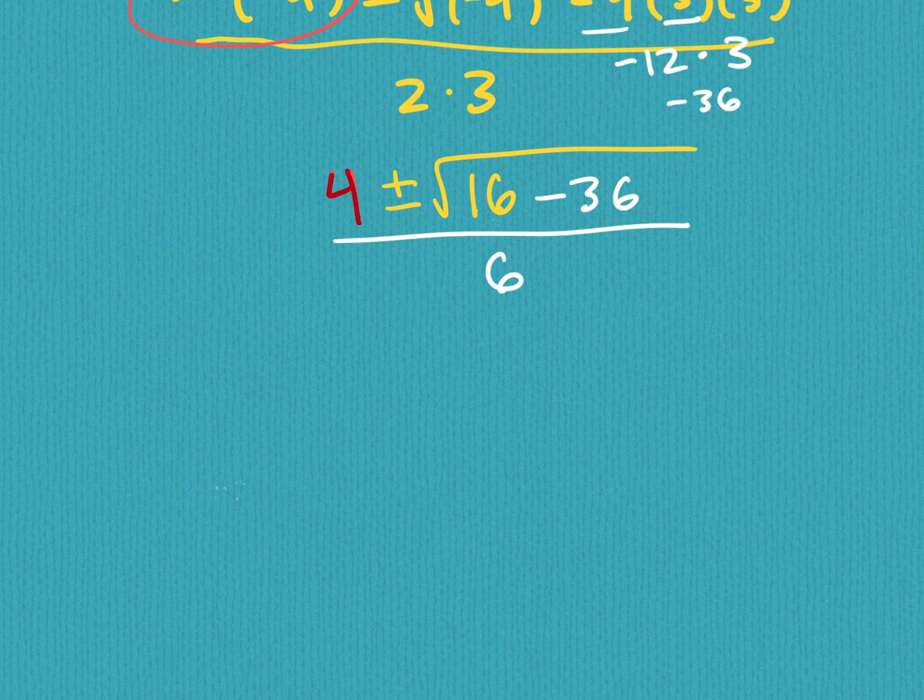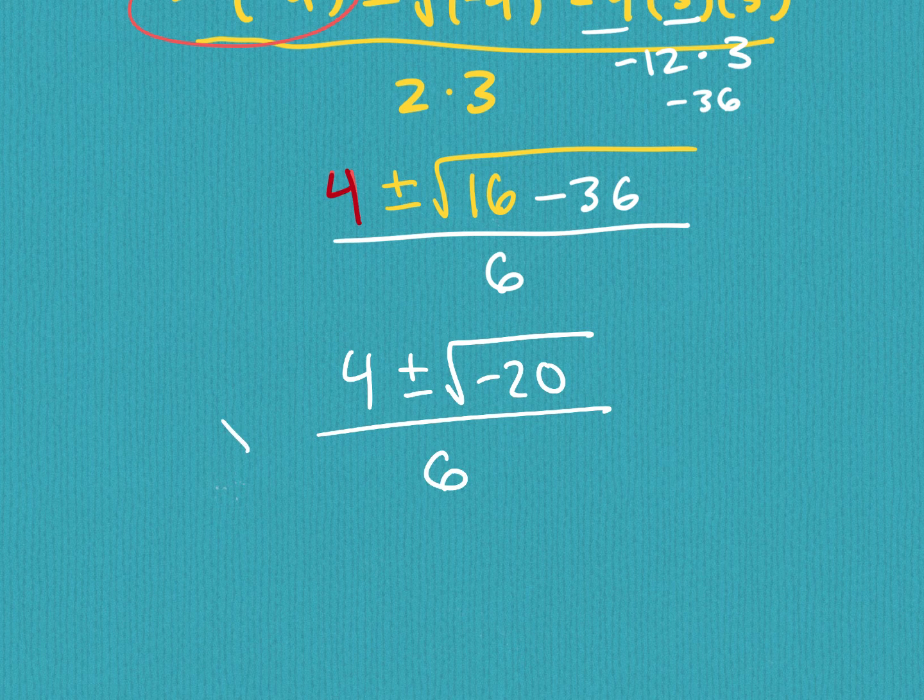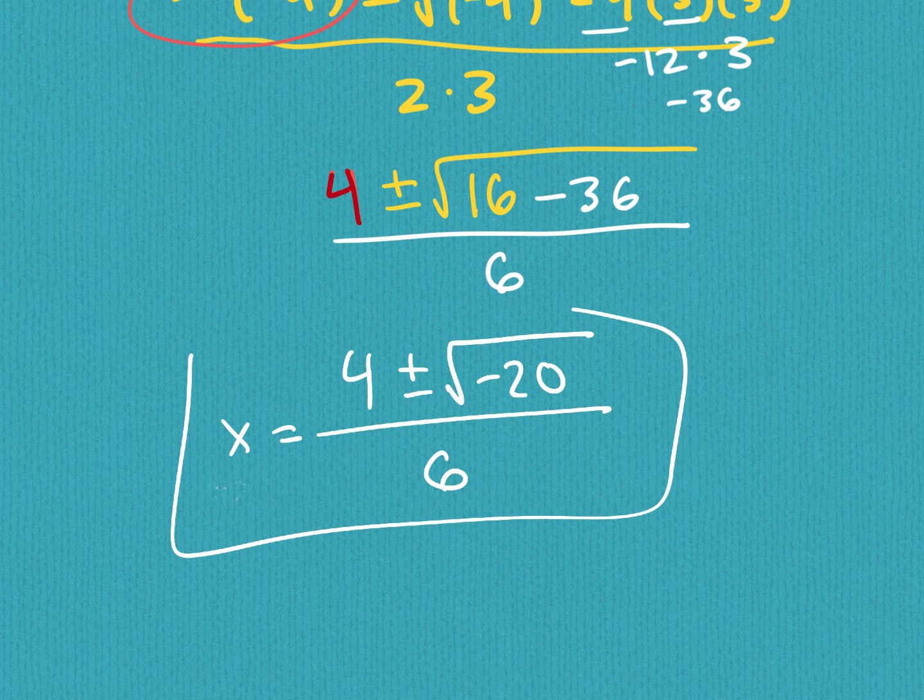Now we can simplify. So I have 4 plus or minus. What is 16 minus 36? Negative 20 over 6. And we can just leave it like that. Now we could simplify this more by simplifying our square root, but we're going to get to that in the next section. So for now, we're just going to leave it like this.